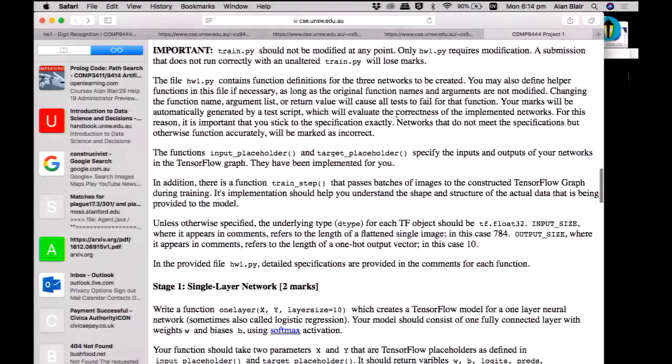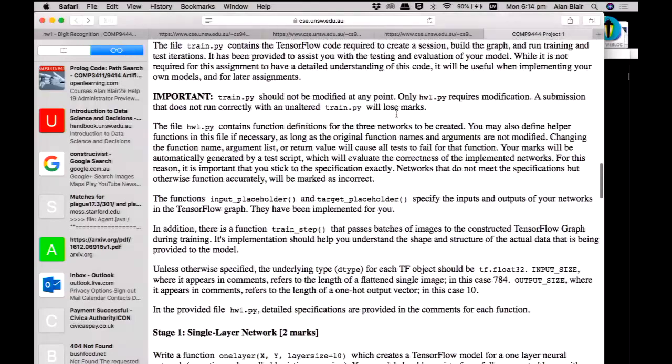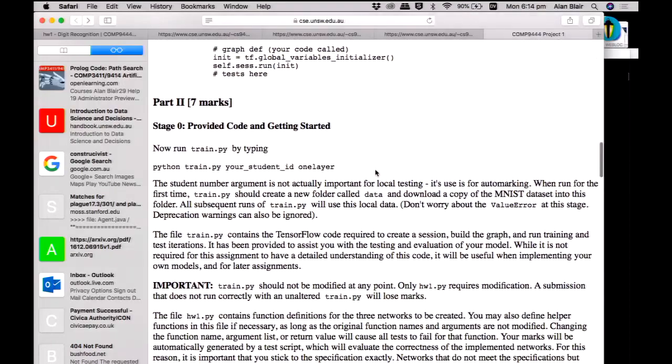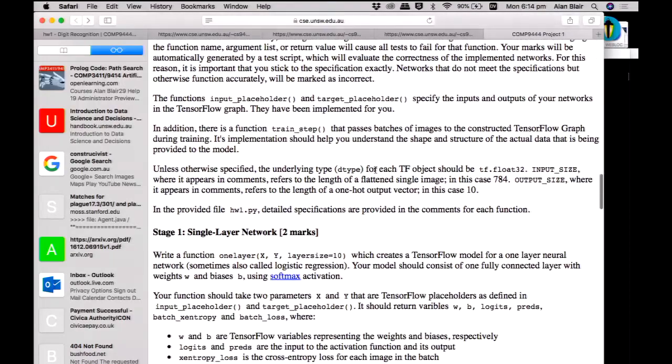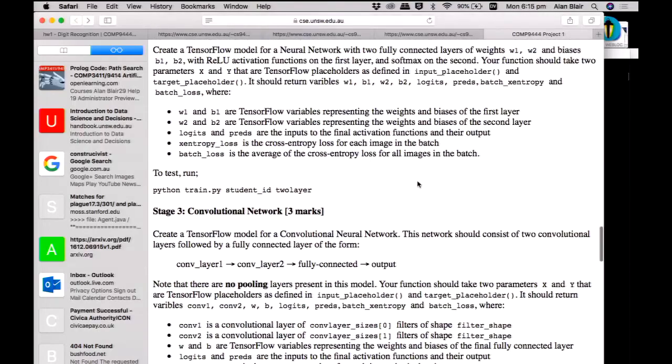When you submit, the tests for part 1 will be run when you actually submit. When you submit your code, it'll run some tests to make sure that it's in the right format and that you're not making any syntax errors and so on. And then the test for part 2 will be run afterwards, after the submissions are closed.